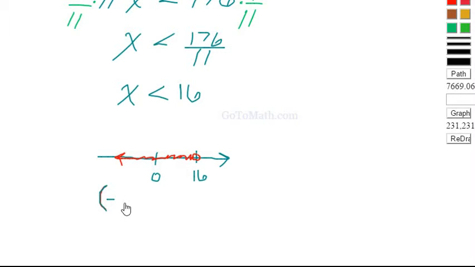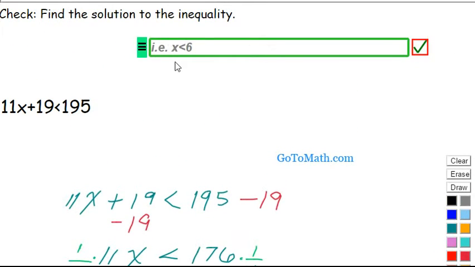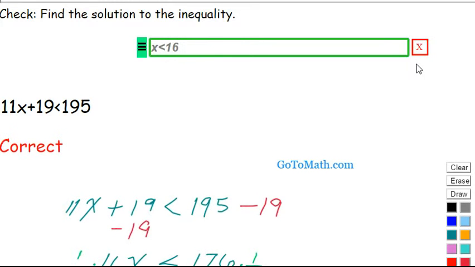So this is negative infinity, and of course 16. And remember, we don't include 16, so we put a parenthesis here. Alright, interval notation. Okay. Alright, x is less than 16. Less than 16. See what we got on that.